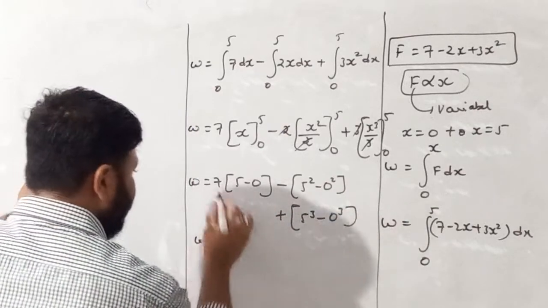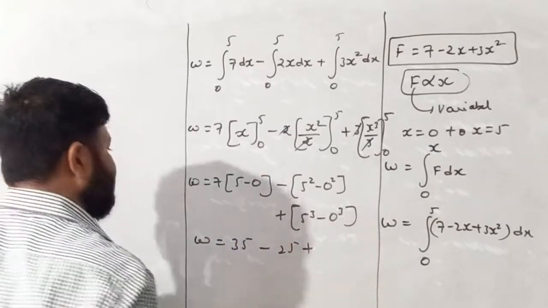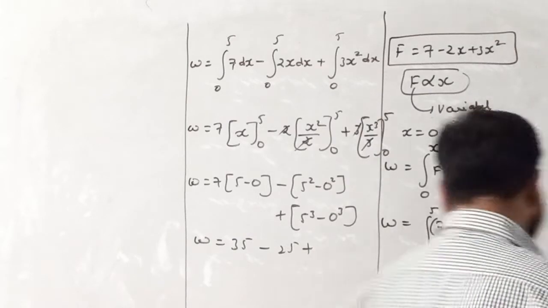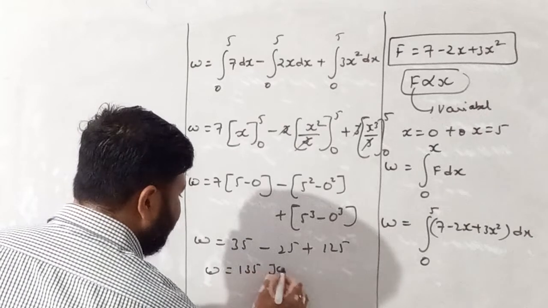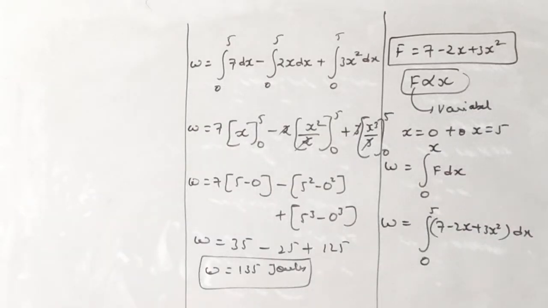I hope you all understand. 35 minus 25 plus 5 5s are 25, 25 plus 125. So the correct answer is, my dear student, 135 joules. I hope you all understand this equation as well. So we are moving forward now.